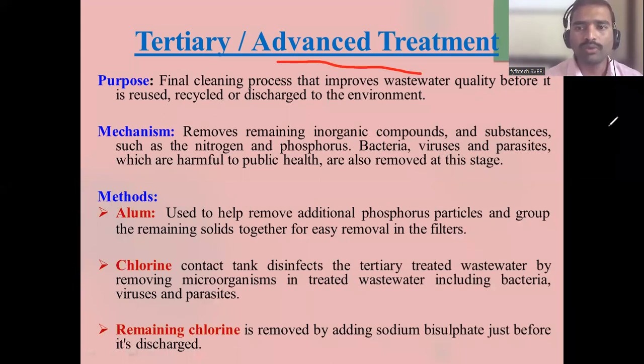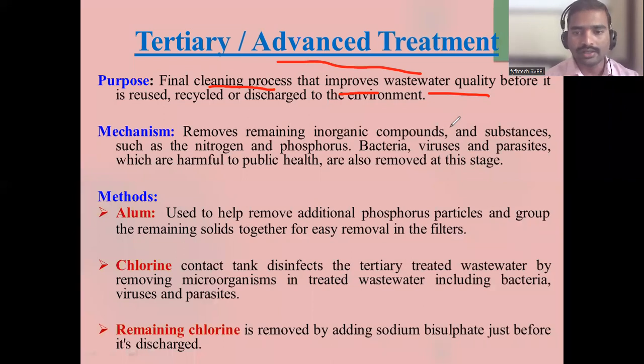So what is the purpose? Why do we have to remove? In the earlier stages, which type of material have we removed? From the industry waste, we have removed macro particles and microparticles, that is suspended particles. We have removed biological matter and organic matter also. Then what is there in the wastewater? The final cleaning process that improves the wastewater quality.